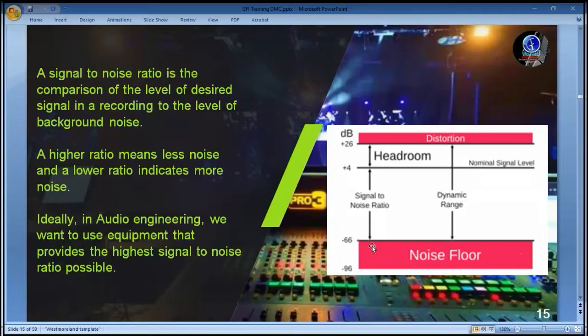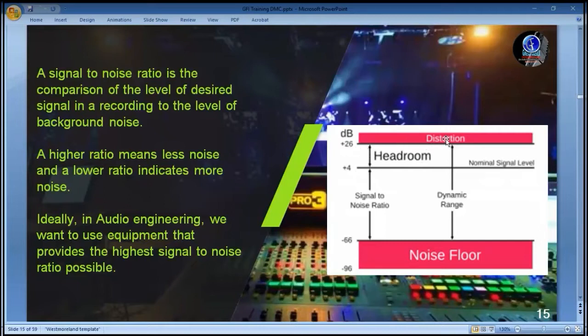You see your headroom here is from plus 4 dB to plus 26 dB. Between your headroom and your floor noise, you have your signal to noise ratio, which is the dynamic range. At plus 4 dB is the normal signal level. Anything above plus 4 dB is taking you to your headroom, and before you know it, you begin to enter plus 26, and by the time you are above 26 dB, you enter distortion.